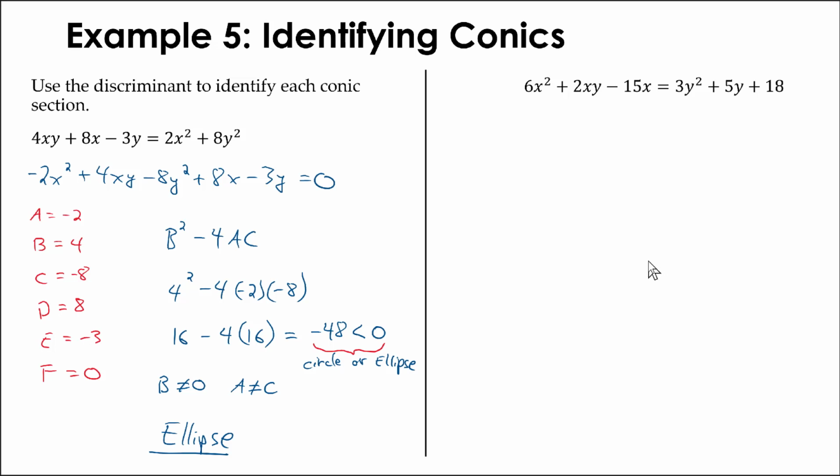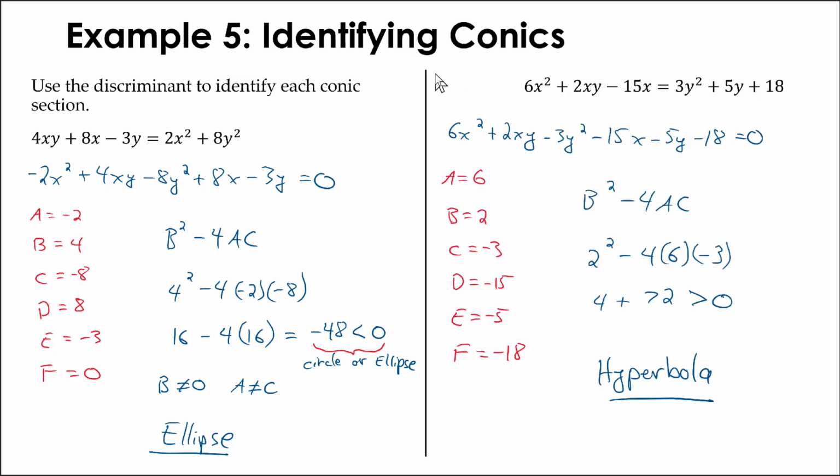So go ahead, use that exact same process and see if you can identify the conic here on the right. Go ahead and pause the video and give that a shot. This is the process that I used and found that I have a positive discriminant, which means we're dealing with a hyperbola. So that is all that I have for you guys today. Good luck with your practice.